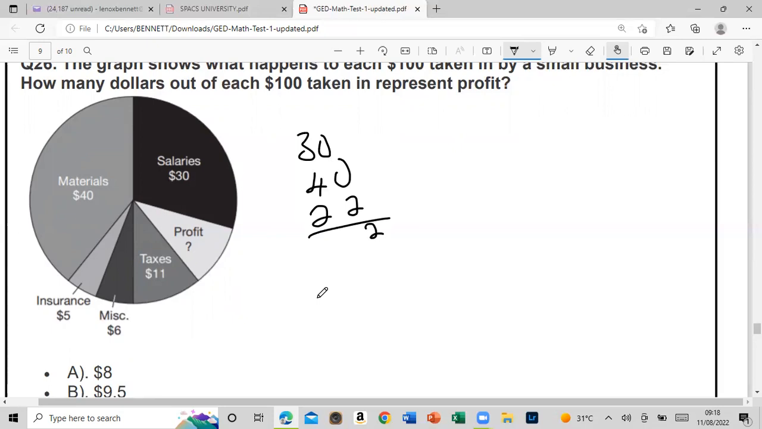So that's 92, and 100 minus 92 gives us 8. So our answer there was 8. Right, let's move on to 27.